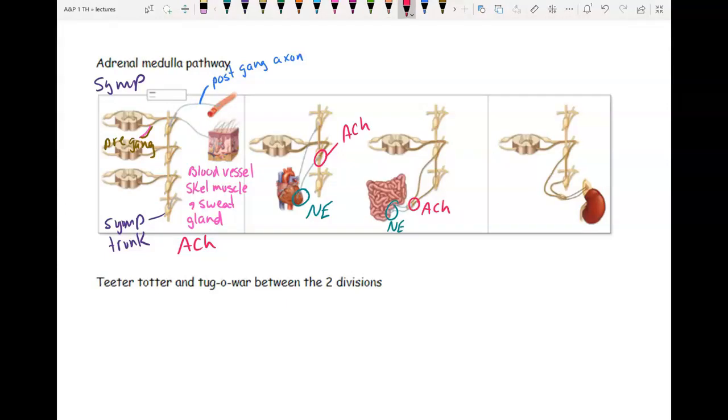And then remember also that up here with the acetylcholine, it's going to be the nicotinic receptors. So right here we have acetylcholine and nicotinic. Then down here with your effectors, this one is muscarinic. And these are going to be adrenergic receptors.